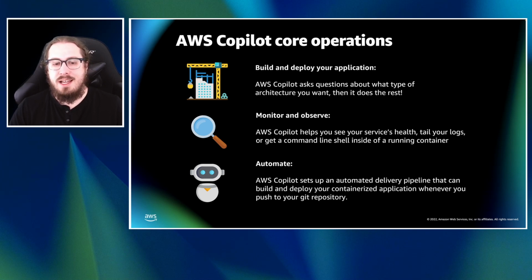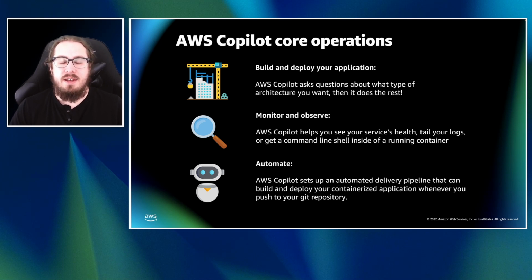The second phase is when it's time to monitor and observe your application. So AWS Copilot gives you really helpful helper commands that you can use to do things like tail the logs in your production environment, or even get a command line shell inside one of the running containers inside of your cloud environment, so you can run commands directly inside that container.